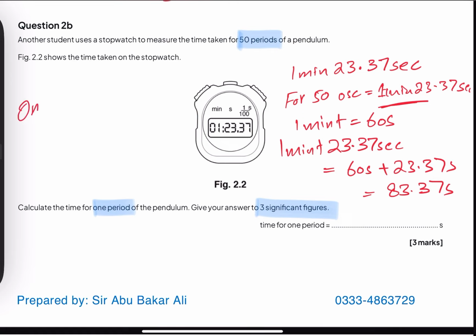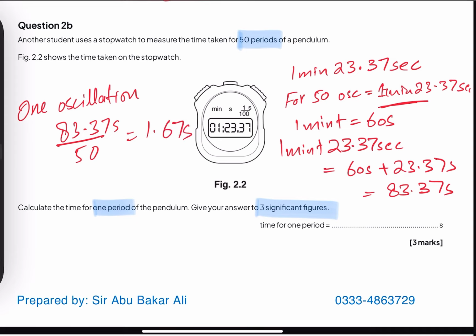So for one oscillation, we have to divide 83.37 seconds by 50. That will give us 1.67 seconds. So 1.67 is the right answer.